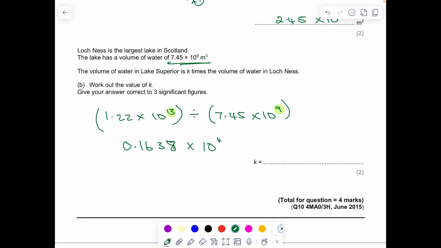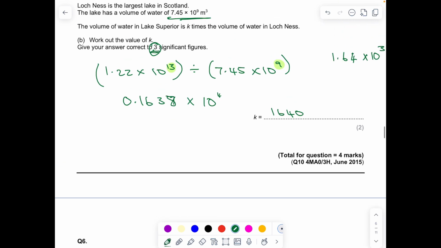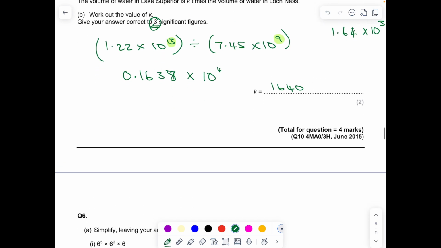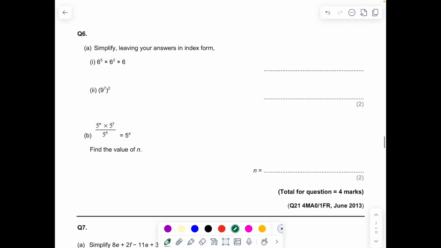Now, if you then just made it into standard form, which would be 1.64 to 3 significant figures, remember, it has to be 3 significant figures, times 10 to the power of 3. That would be fine as well. However, we can also put it in a normal number, which would be 1,640. Okay, and that's to 3 significant figures. Okay, so standard form, not standard form, index form.